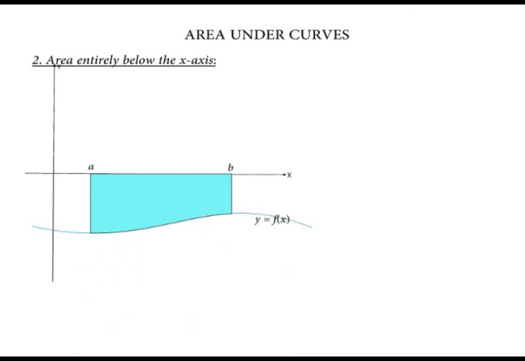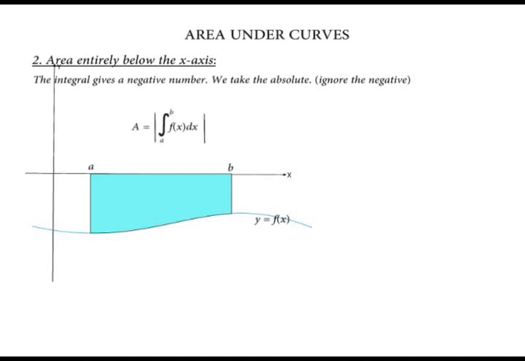The second type, type 2, area which is entirely below the x-axis. Now in this case, the integral gives a negative number, but since area cannot be a negative, we often take the absolute value. In other words, we ignore the negative sign in the answer. Therefore, area will be equal to the absolute value of the integral of f(x) with respect to x from x is equal to a to x is equal to b.